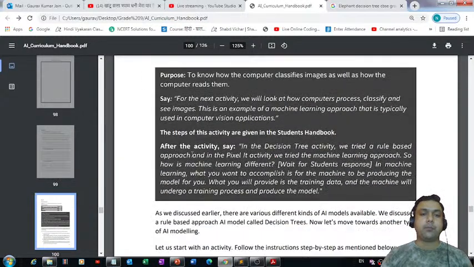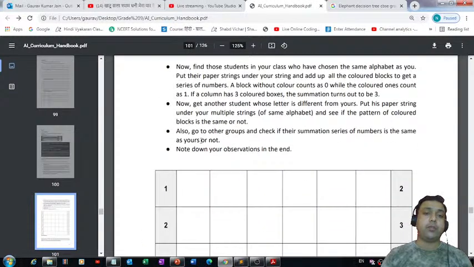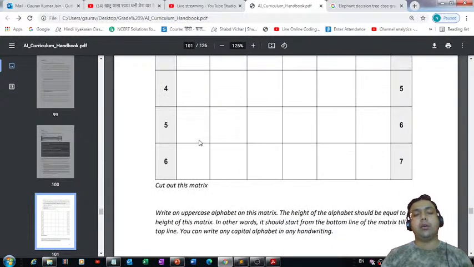Then we have this Pixelate activity, with the help of which you can find out how a computer analyzes image-based data.